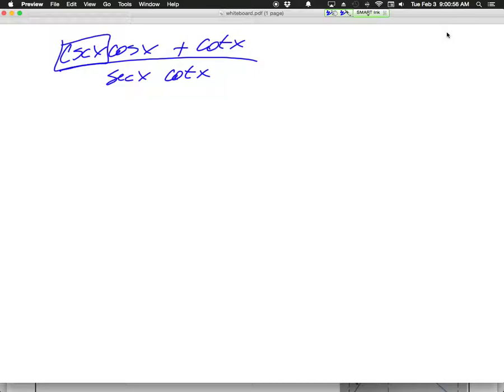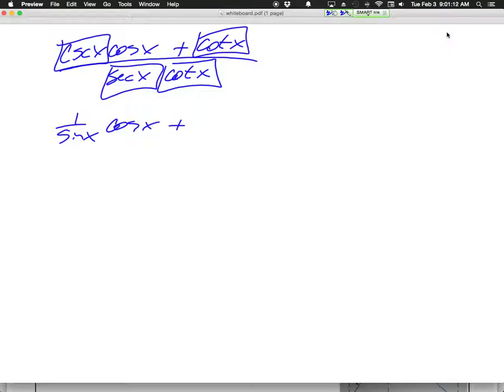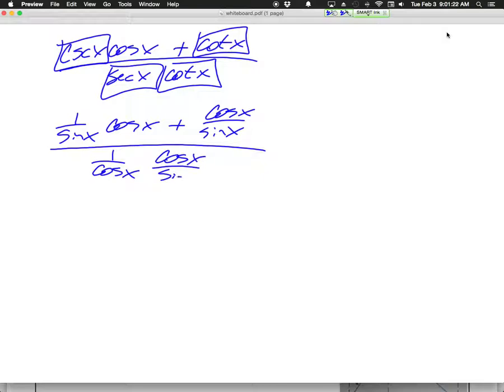Yeah. So I want to replace that, replace that, replace that, and replace that. I want to replace those right there. So what's cosecant going to be replaced with? 1 over sine. And cotangent is going to be replaced with cosine over sine. Down here on the bottom, I'm going to have a 1 over cosine, and then I'm going to have a cosine over sine. So I made substitutions using the reciprocal identities and the quotient identities. Now what?